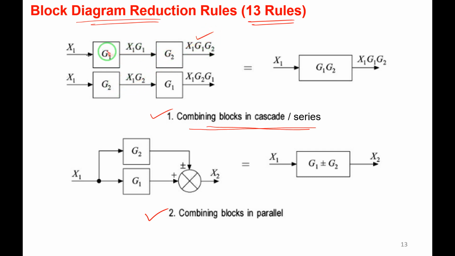In the second diagram you can observe that instead of G1, G2 has come here, G2, G1. Yes, the blocks can be interchanged, no problem, right? G2 is here, G1 is here. Finally, the output remains the same, X1, G2, G1.